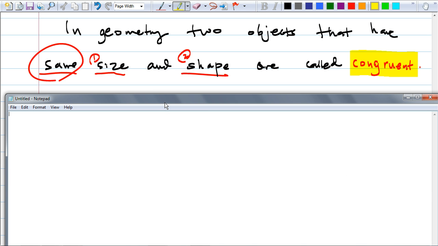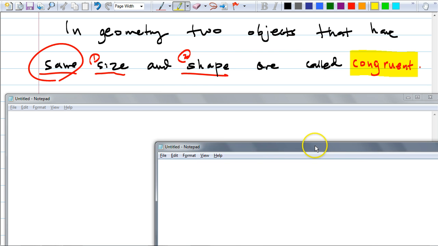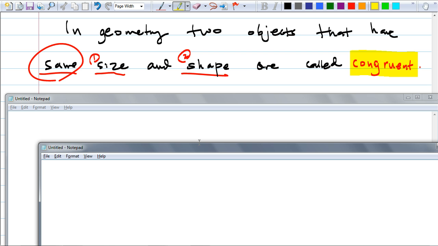So in geometry, two objects that have the same size and shape are called congruent. When you have this, there are two things that you need to know in order for two objects to be congruent.